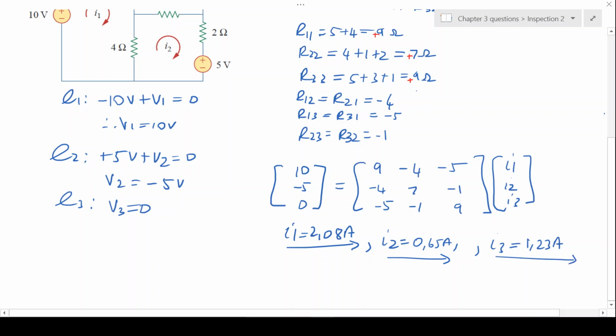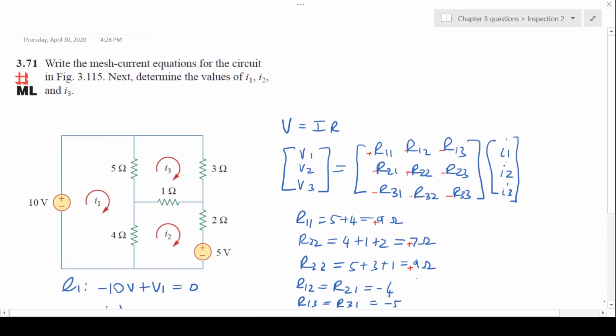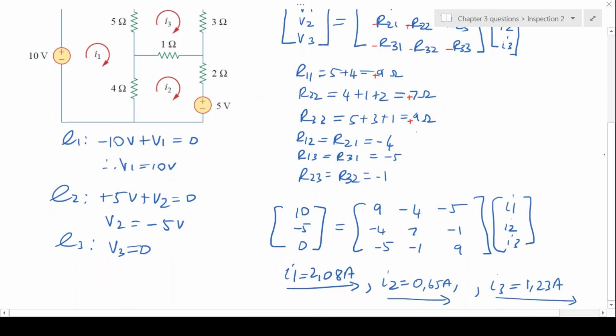Right, and this is the product of using analysis by inspection to determine the currents I1, I2, and I3.